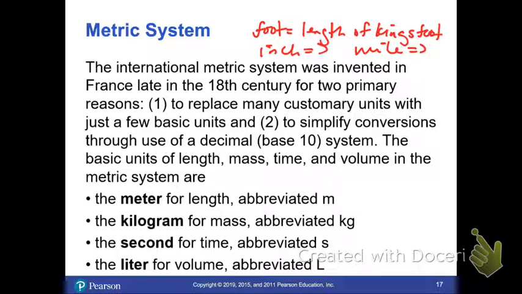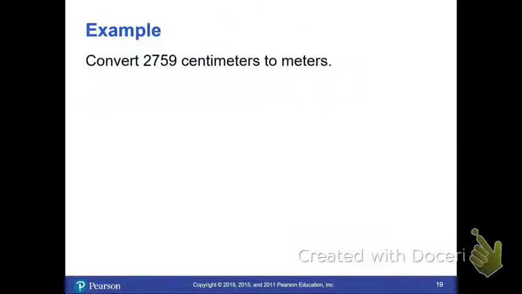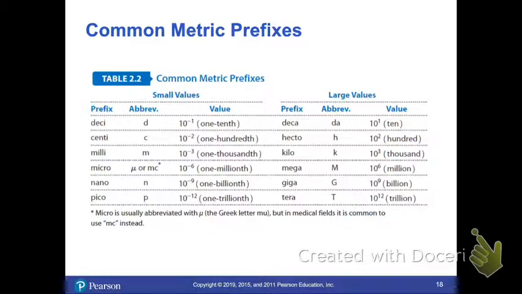And so the meter was what we're going to use for length, which we're going to use abbreviation m, kilograms for mass, which we're going to use kg. For time, we're going to talk about seconds. And for volume, we're going to talk about liters. Okay, and we use the capital L. So here's some common metric prefixes that you'll be using. So deci, centi, milli, but these are all common meters. Sorry, go back. Okay, and then the larger ones above the meter are the deca, hecto, and down to the tera.